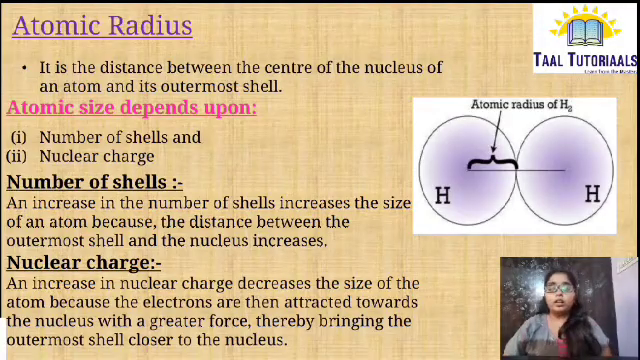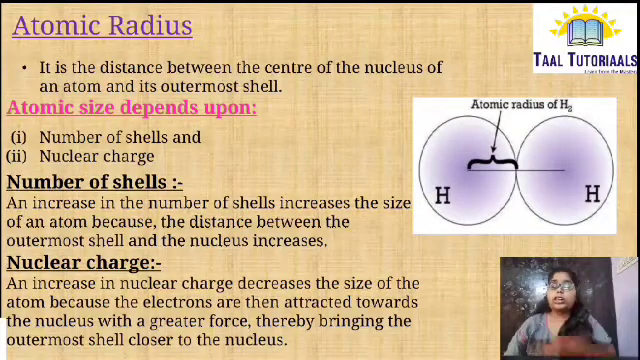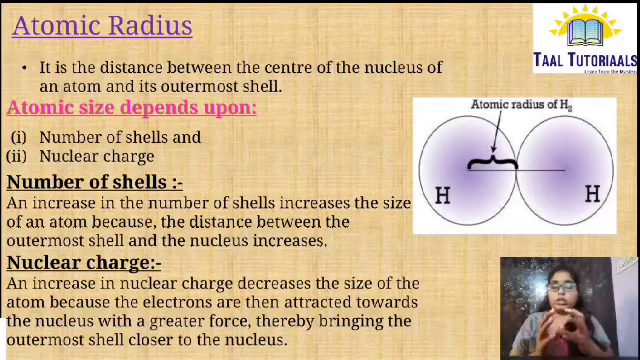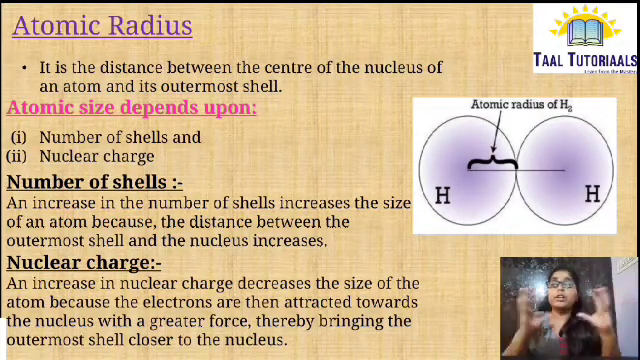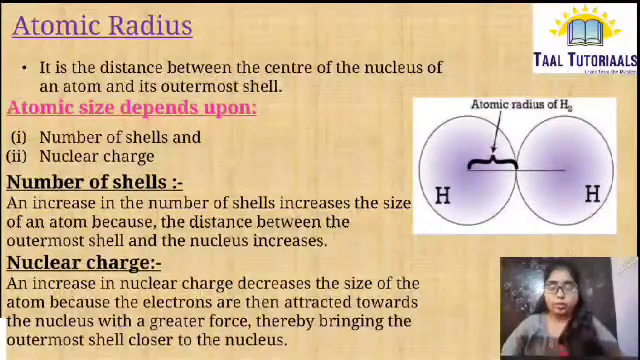Then comes the nuclear charge. An increase in the nuclear charge decreases the size of the atom because the electrons are then attracted towards the nucleus with a greater force, thereby bringing the outermost shell closer. Because the outermost shell comes closer to the nucleus, there is a decrease in the size of the atom, that is, atomic size is decreased.